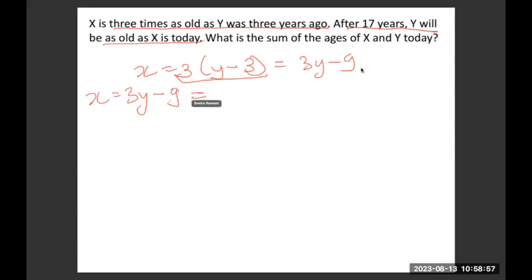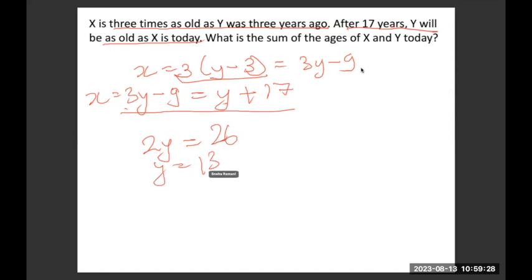Okay. What is also given is x is equal to y plus 17, because after 17 years, y will be as old as x. So 3y minus x is equal to y plus 17 is also given, and x is equal to 3y minus 9 is also given. When I solve this equation, I get y here. So 2y is equal to 9 plus 17, which is 26. Y is equal to 13 years.